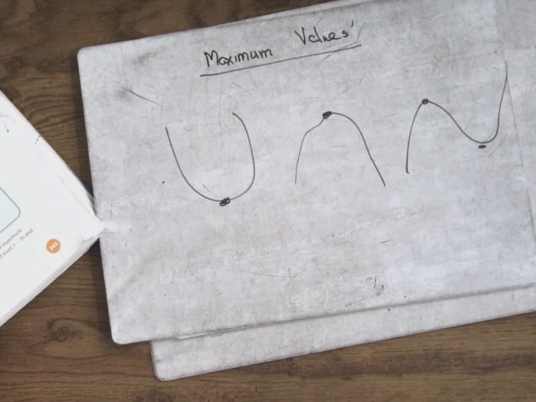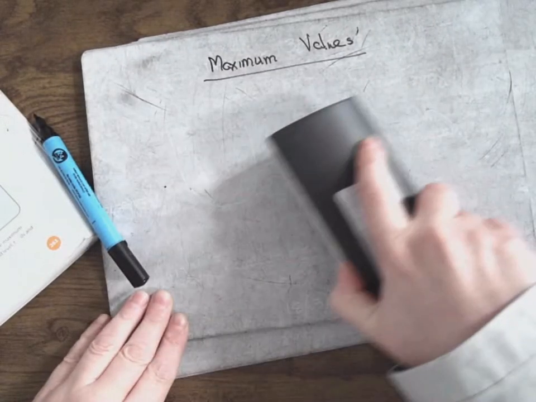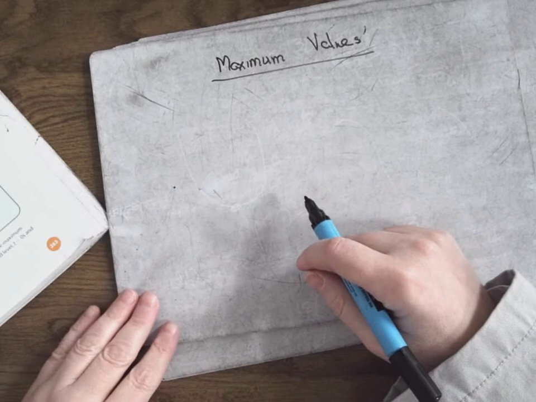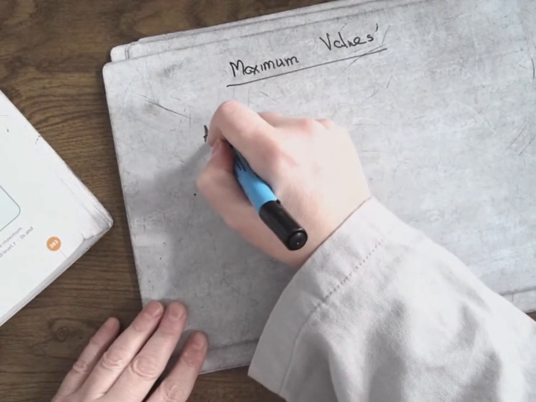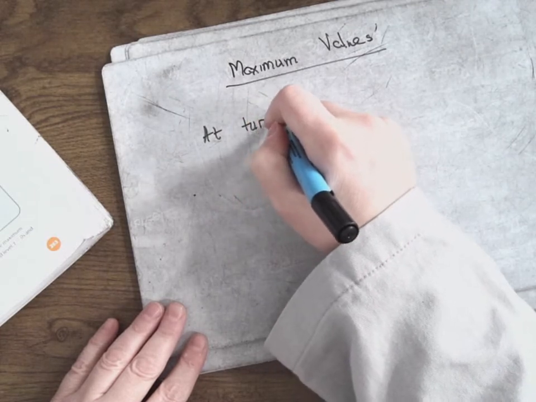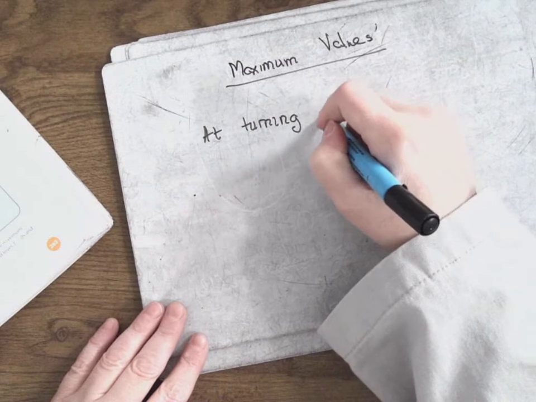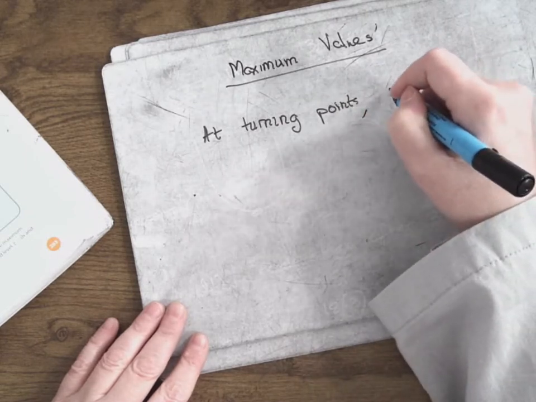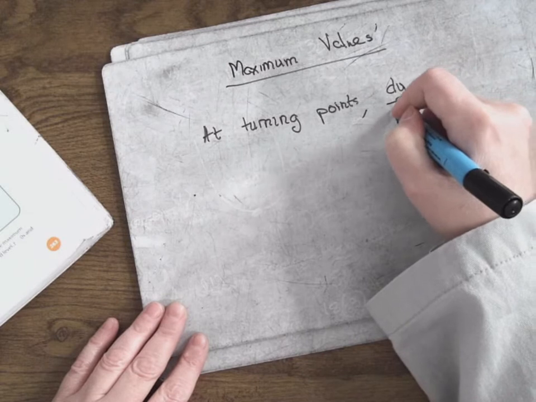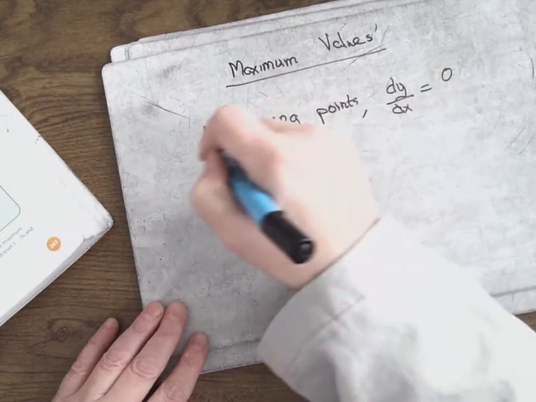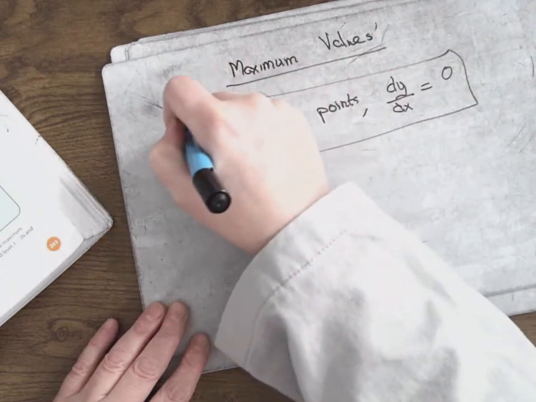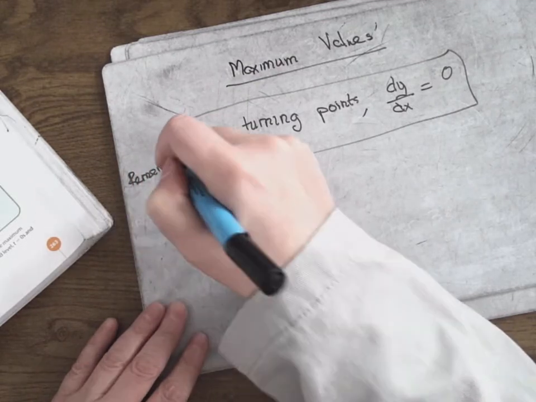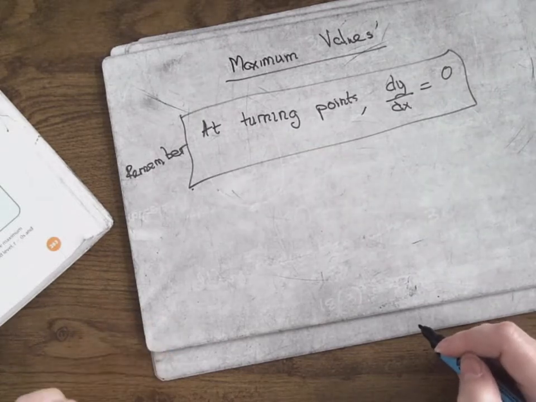Now, they're not going to say the word turning point anymore. They're just going to say maximum or minimum. So if you see the words maximum or minimum, you know that they're asking you for what? A turning point. And at the turning points, does anyone remember the rule? At the turning points, dy/dx equals 0. So you get dy/dx, you let it equal 0, and you solve. As I say, we're learning nothing new here. We're just attaching a story to what we learned how to do. So remember, at the turning points, dy/dx equals 0.